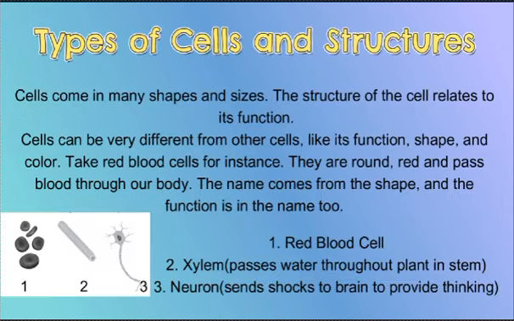Many shapes and sizes. The structure of the cell relates to its function. Cells can be very different from other cells, like in function, shape, and color. Take red blood cells for instance. They are round, red, and pass blood through our body. The name comes from the shape, and the function is in the name too. Take a look at the photo and its correct explanation.